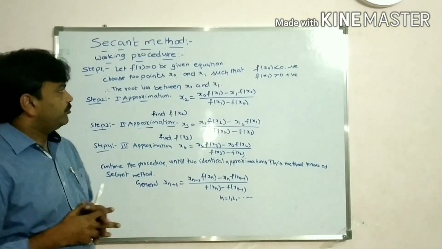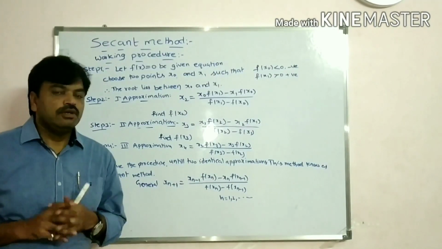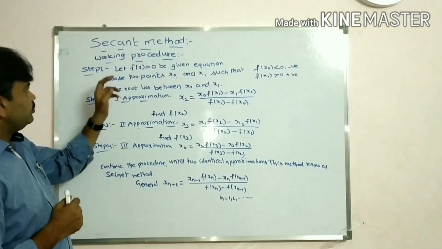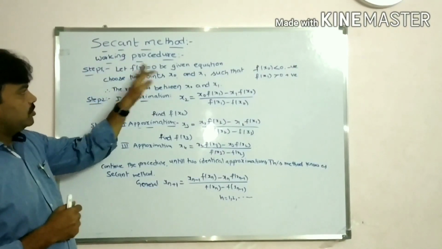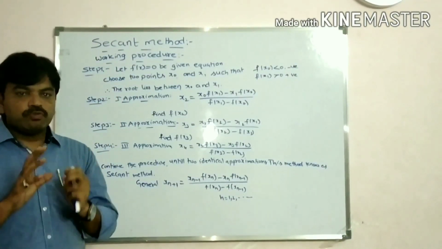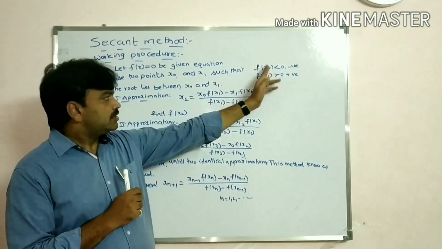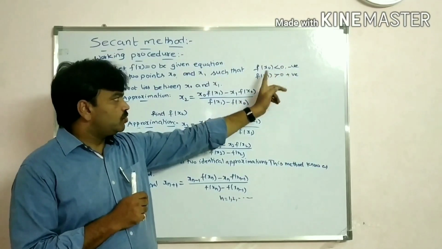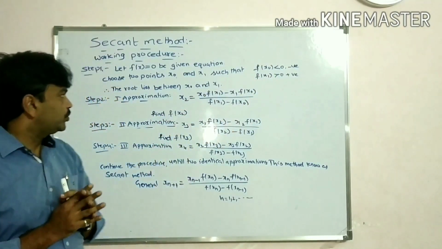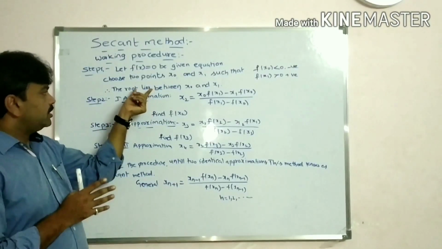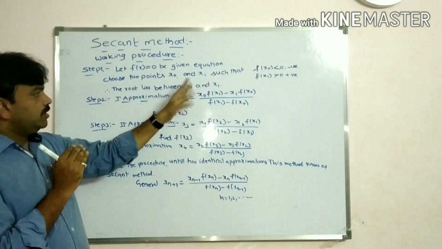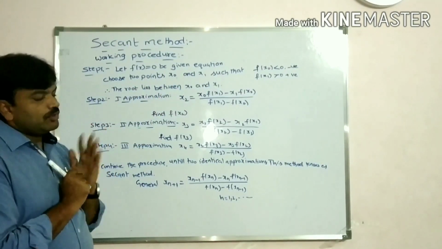This is the concept of secant method, students. Once again, let f of x is equal to 0 be the given equation. We choose 2 points, students, like x0 and x1, such that f of x0 value is negative and f of x1 value is positive. Then we can say that the root lies between x0 and x1. We go to the first approximation, students.